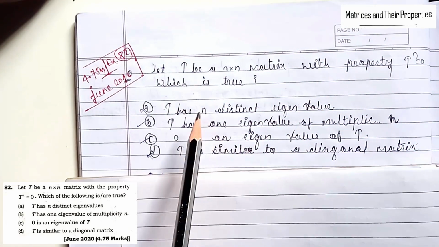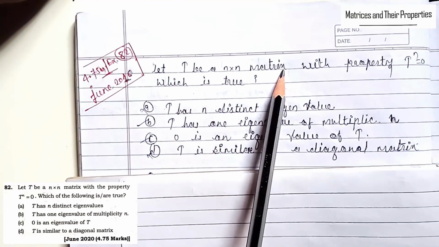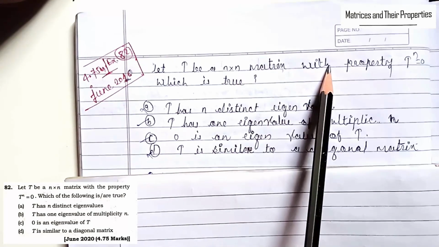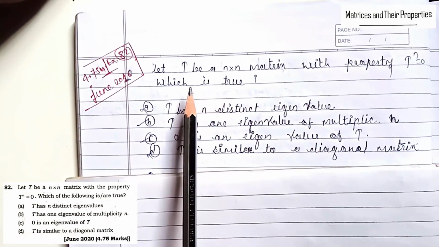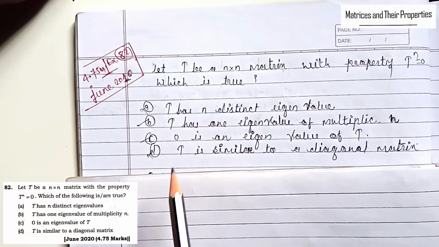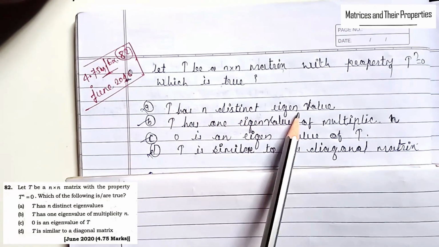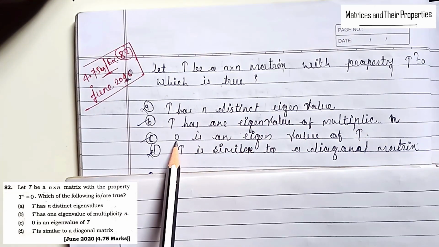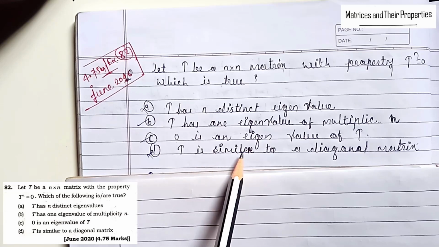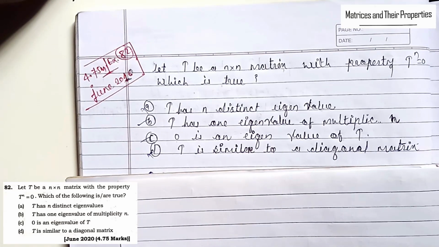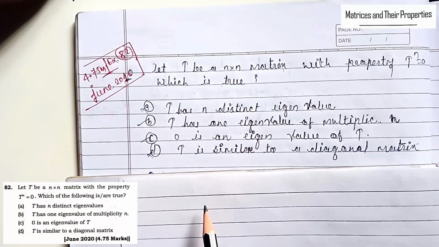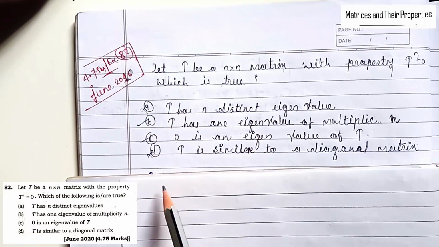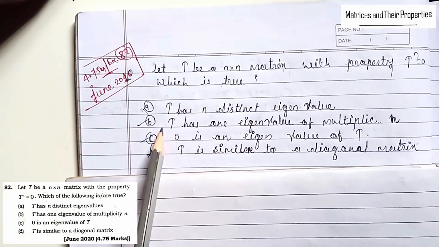Here we are given: let T be an n by n matrix with the property T raised to n is 0. Then we have to find which one of the options is true. First option: T has n distinct eigenvalues. Second: T has one eigenvalue with multiplicity n. Third: 0 is an eigenvalue of T. Fourth: T is similar to a diagonal matrix. So we have to find which option is true. Okay, let's get started with the solution. I will explain each and every option in detail.